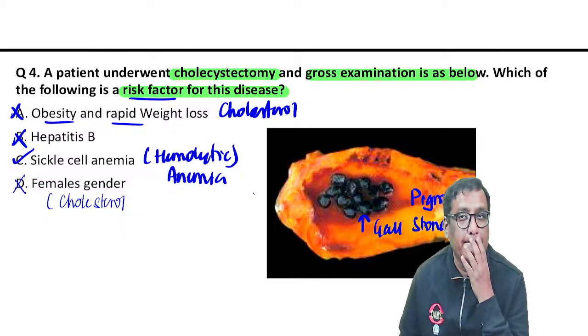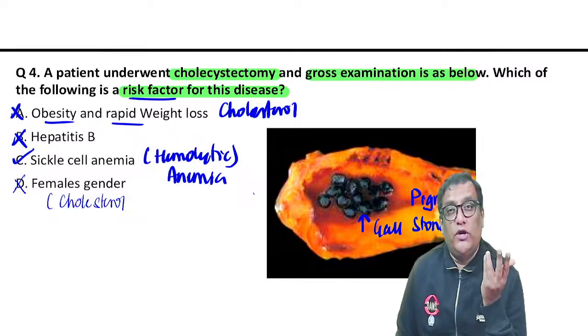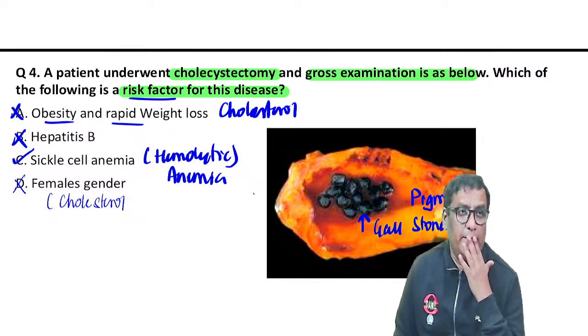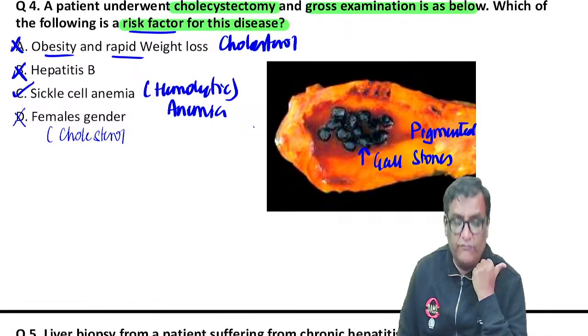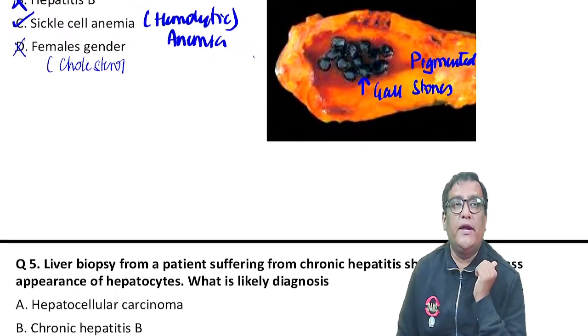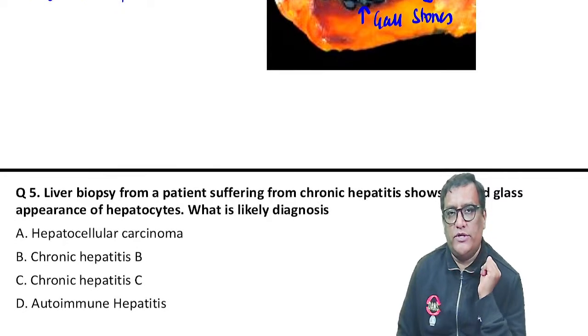Okay. Very good. Any hemolytic anemia, if they had given that, would have been enough for me to make a diagnosis, right? So basically, the answer is straightforward. You are supposed to diagnose pigmented gallstones, and that is what the question is asking.